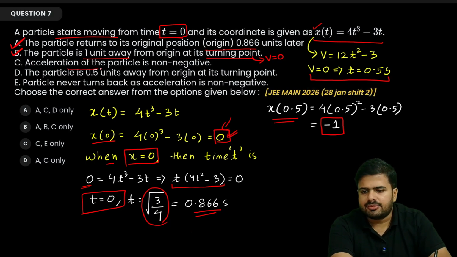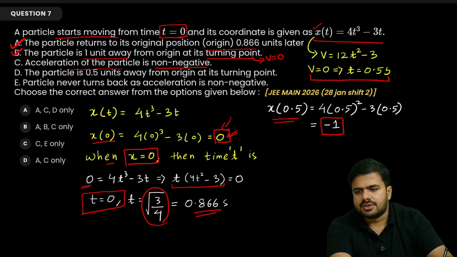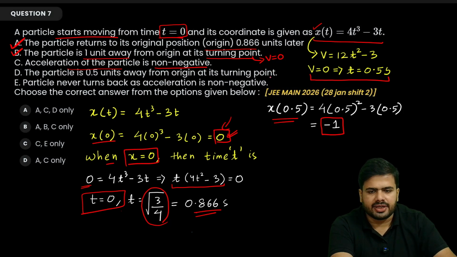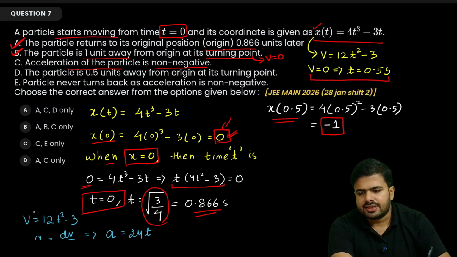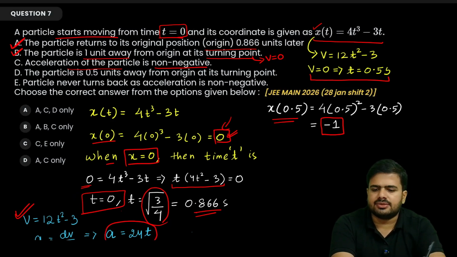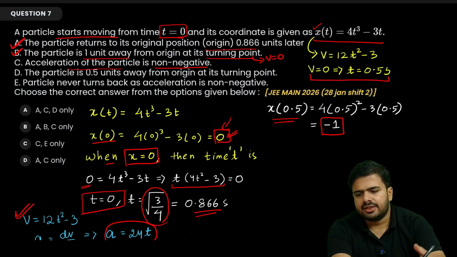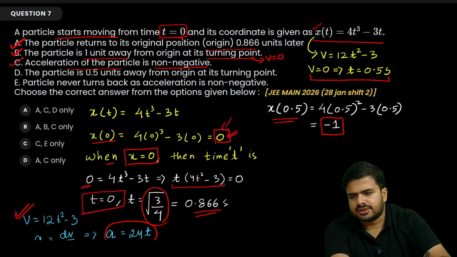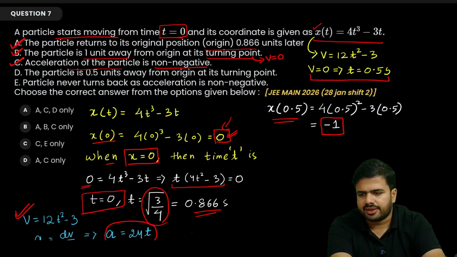Then, acceleration of the particle is non-negative. So this one we need to check, whether acceleration of the particle is negative or non-negative, again by differentiating velocity. Here you can see, if I differentiate velocity, I got acceleration as 24 into t. Now if I substitute any positive value of time over here, acceleration I will get always positive. So this statement is also correct. Acceleration of the particle is non-negative.